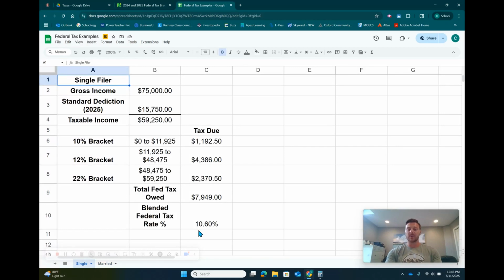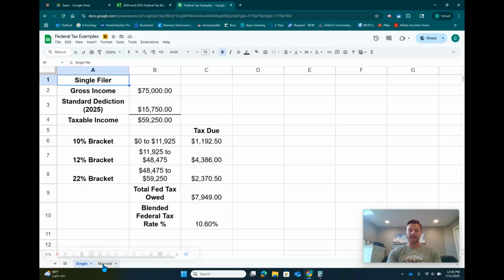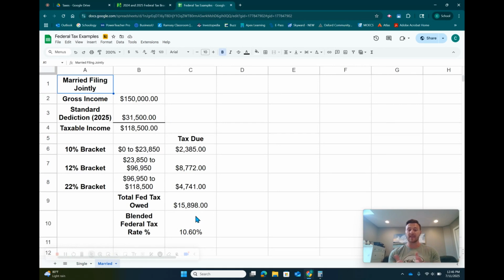Which, if we go back to the single, it's the same thing because we used half the income over here. So even though the single person only made half as much, they paid the same blended tax rate as a married person because the married people have the higher brackets that they can use. That's another key thing to understand.